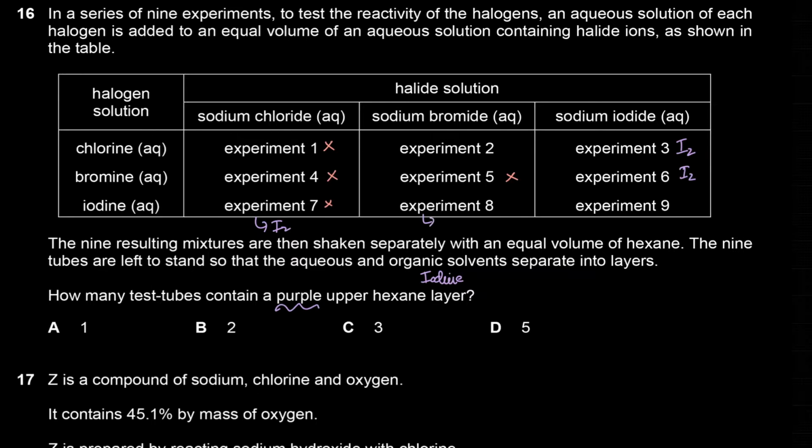Same thing here, iodine cannot oxidize bromide. So again, you're going to have iodine. And obviously with iodine and iodide, you're also going to have iodine. So in how many of the experiments do we have iodine? In 2 of the experiments, iodine is produced. And in 3 of the experiments, iodine remains in solution. So the total amount is 5 different experiments where we're going to have iodine.